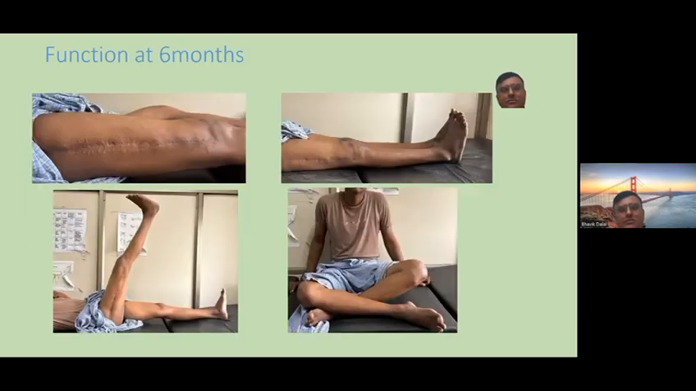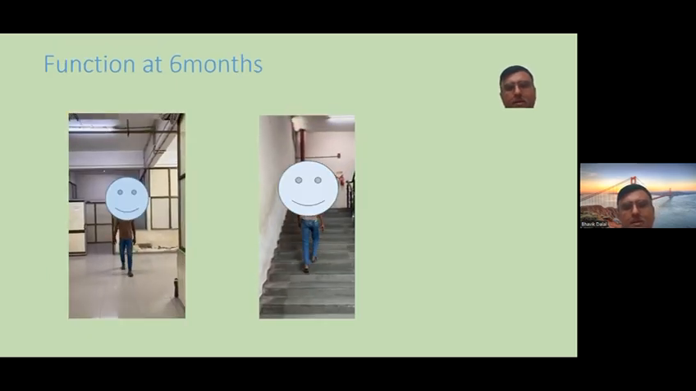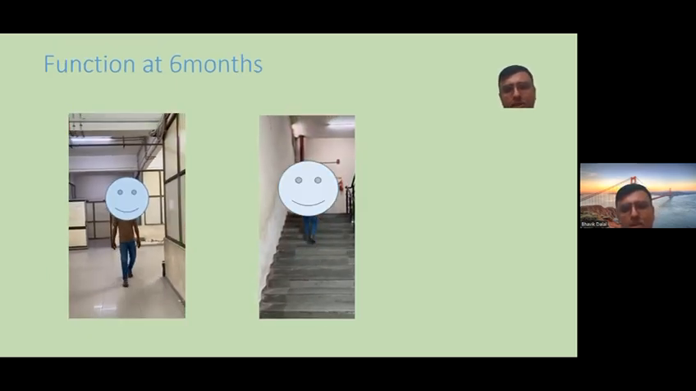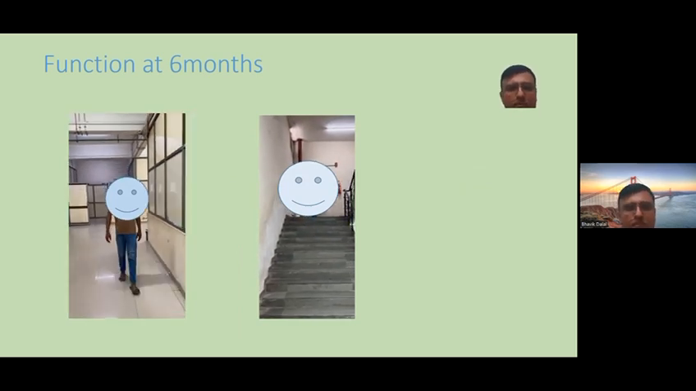These are the functional movements of the same patient. You can see patient is able to do SLR. There is no limb length discrepancy. Sit comfortably, cross-leg sitting, and he can also climb stairs. Also, he can come down the staircase without any support.